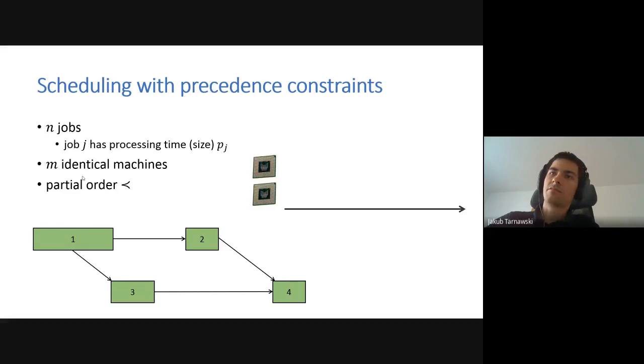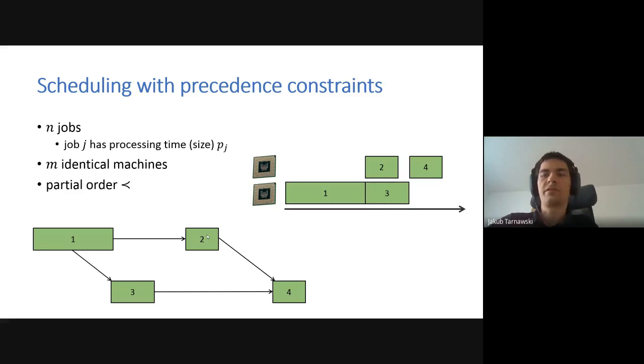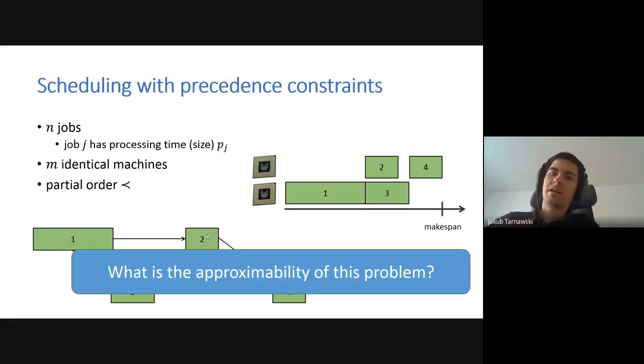Okay, so let's say you have two identical machines, then a feasible schedule could be like this. A precedence constraint going from job 1 to job 2 means that you cannot start job 2 until job 1 has finished executing. The time at which everything is done is called the Makespan, and this is the objective function that we want to minimize. And the main question here is, what is the approximability of this problem?